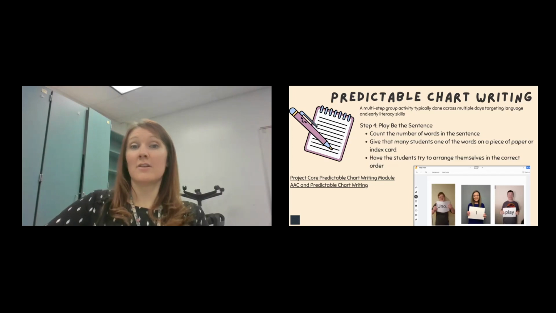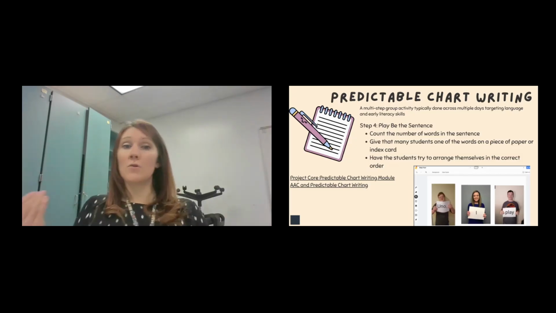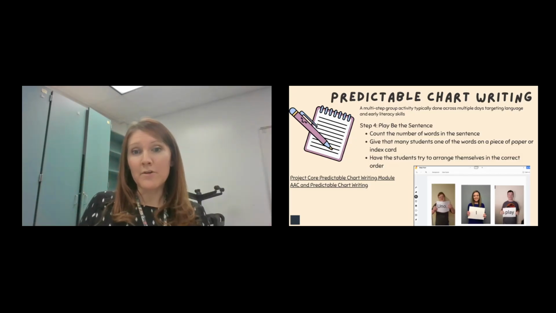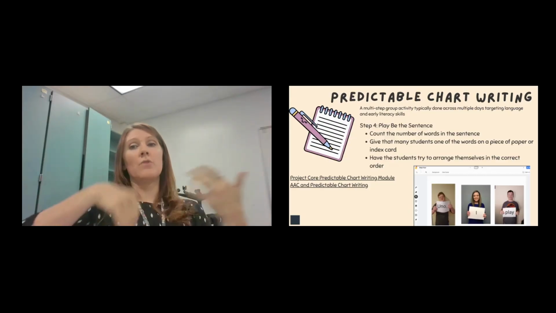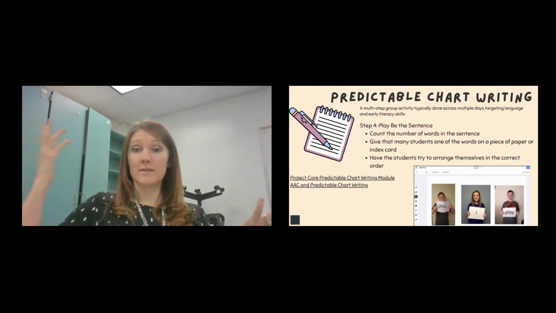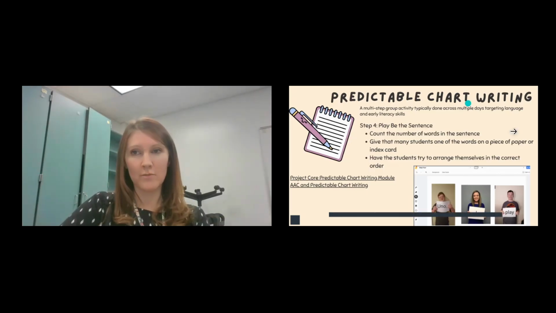There's 3 words in the sentence. You're going to give 3 students one of the words either on a piece of paper or an index card, just written down somewhere, and then have the students try to arrange themselves in the correct order. So they're actually standing up, moving around. Their peers can participate by telling them if they're in the right order or not, really getting that gross motor movement. And that's all that step 4 is. So Thursday might be, we're going to play this game, we're going to move around, we're going to help our friends get in the right order with their sentence.